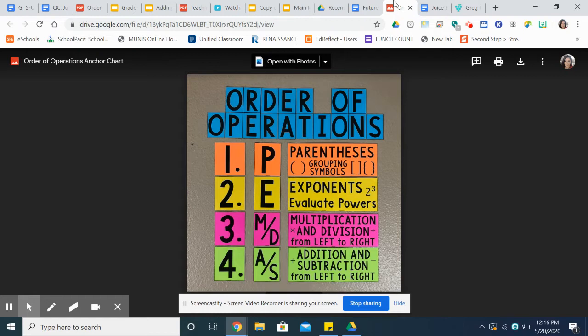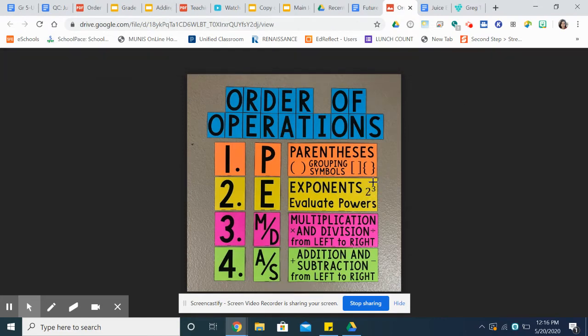So the first thing you want to look at in the problem is to see if it has any parentheses. If it doesn't, you move on to see if it has any exponents. As a reminder, that little number, and we worked with exponents when we were doing powers of 10, is the exponent. If your problem doesn't have any of those, you go on to see if there's any multiplication or division.